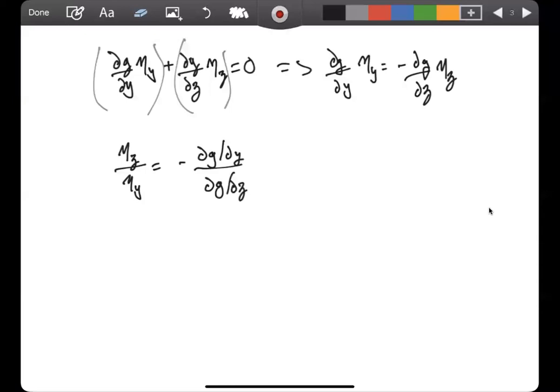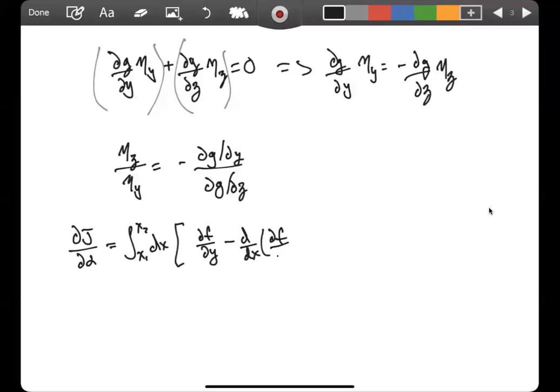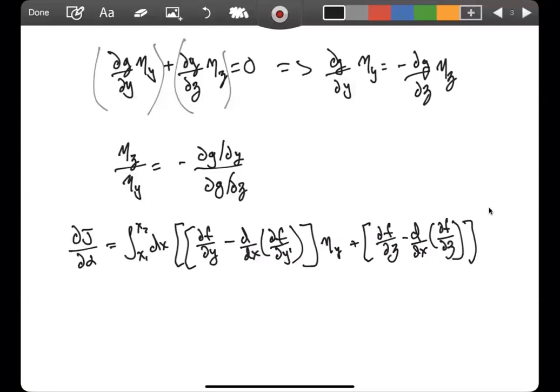Now, let's plug that back into our variation of J. We get the partial derivative of J with respect to alpha, the integral from x1 to x2, dx. So let's plug that in. I get the partial of f with respect to y, minus the full derivative with respect to x of the partial of f with respect to y prime, and from above, the partial of y with respect to alpha is the same thing as eta_y. And I get plus the partial of f with respect to z minus the full derivative of the partial of f with respect to z prime, all times eta_z, all integrated over dx.